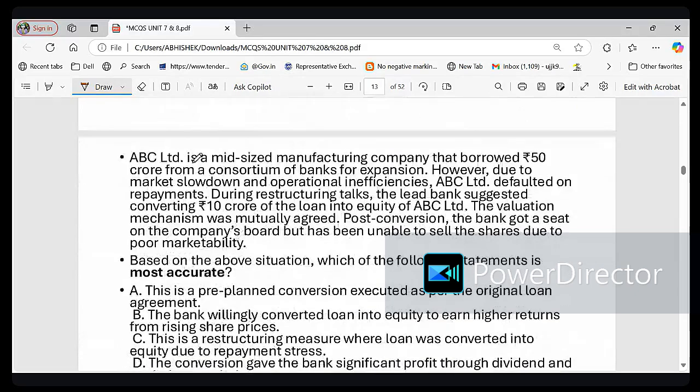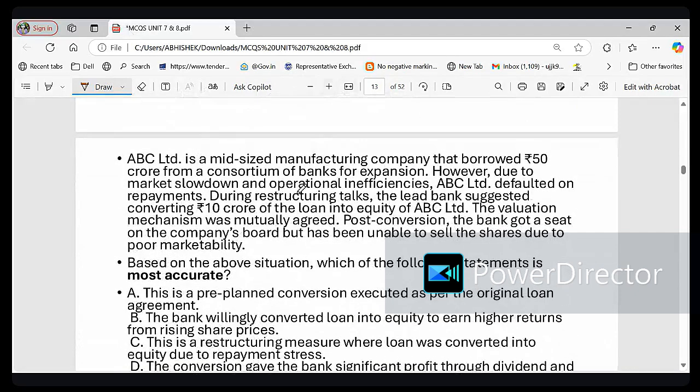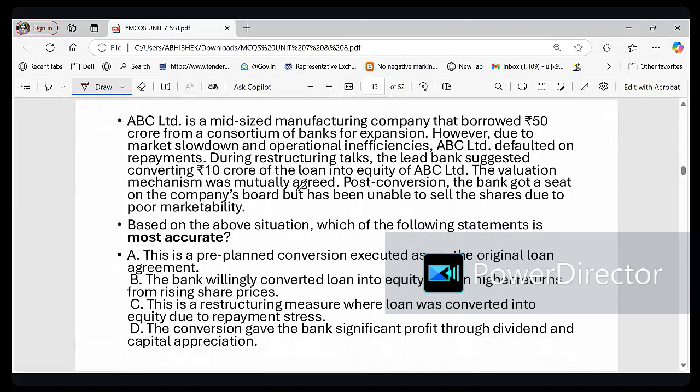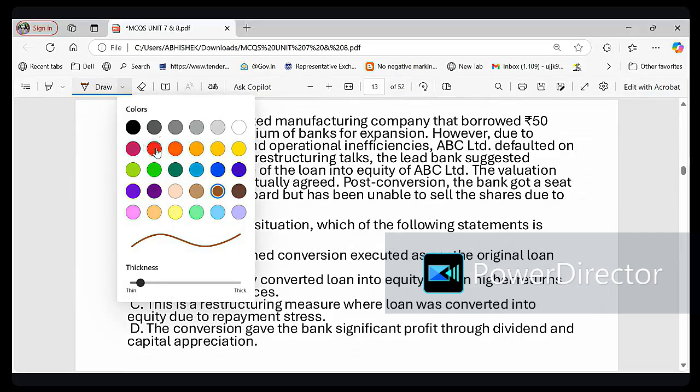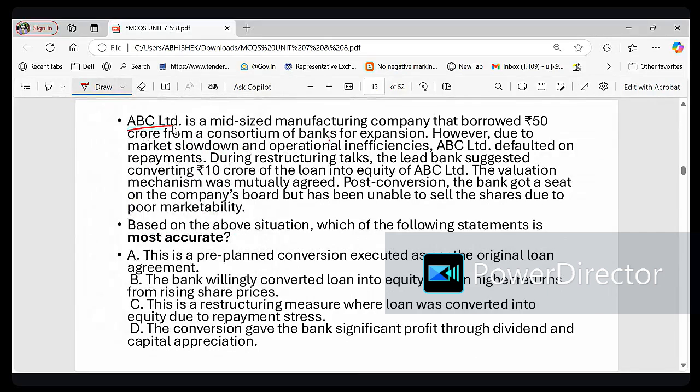Now let's see the second question. Let's come to this particular question and see what it is all about. It is a very important question. A company named ABC Limited took a loan of 50 crore from banks. But unfortunately, due to market slowdown and internal problems, it could not repay. It failed to repay. Now listen carefully.